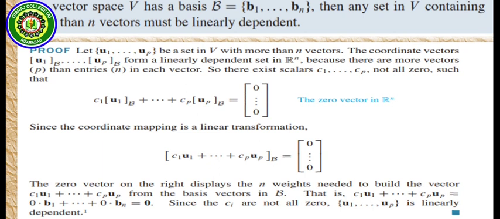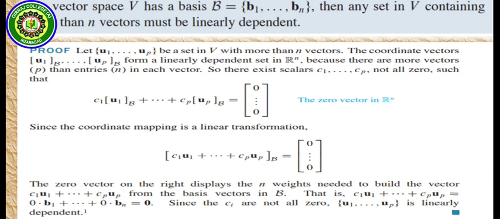So we write a linear combination of the coordinate vectors: c1[u1]_B plus so on plus cp[up]_B equals the zero vector. Next, by the definition of the coordinate matrix, [c1u1 + c2u2 + ... + cpup]_B equals 0 bar. So we get the equation c1u1 plus c2u2 plus so on cpup equals 0 bar. So we get c1, c2, ..., cp all equal to 0.